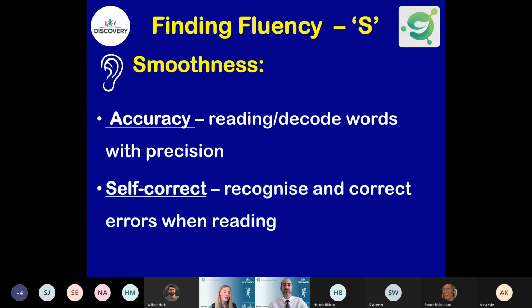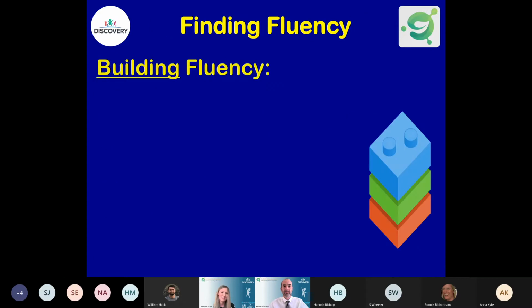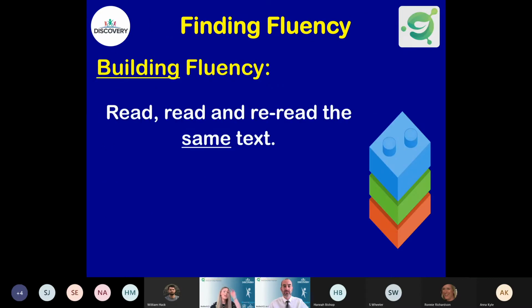And then the smoothness, the accuracy in the reading and decoding the words with precision, but also being able to self-correct and recognise and correct their own errors when they are reading. So there's lots of different ways to build fluency.